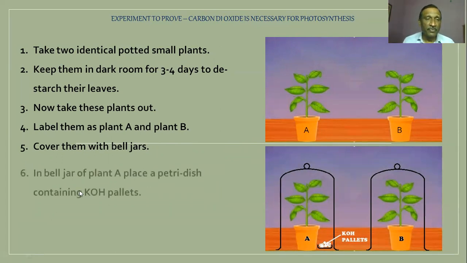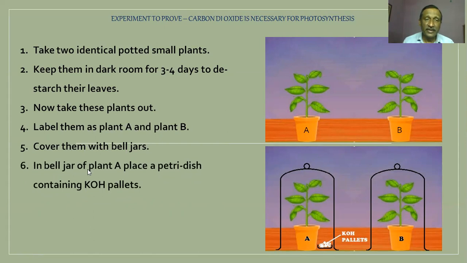It should not be very big, or the bell jar cannot cover it. Now, in the bell jar of plant A, place a petri dish containing potassium hydroxide pellets. Now, what does potassium hydroxide do? Potassium hydroxide has a tendency to absorb carbon dioxide. Since we have covered it with the bell jar, only a small microenvironment is there. In that microenvironment, whatever 0.03% of carbon dioxide is there can be easily absorbed by a few pellets of KOH.